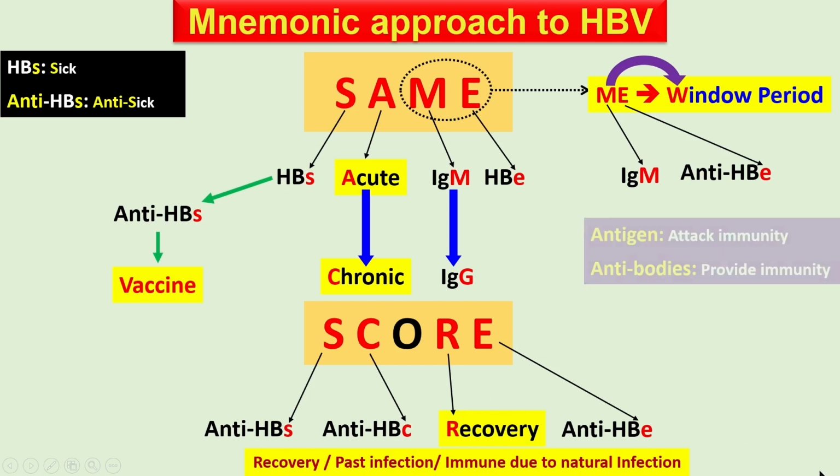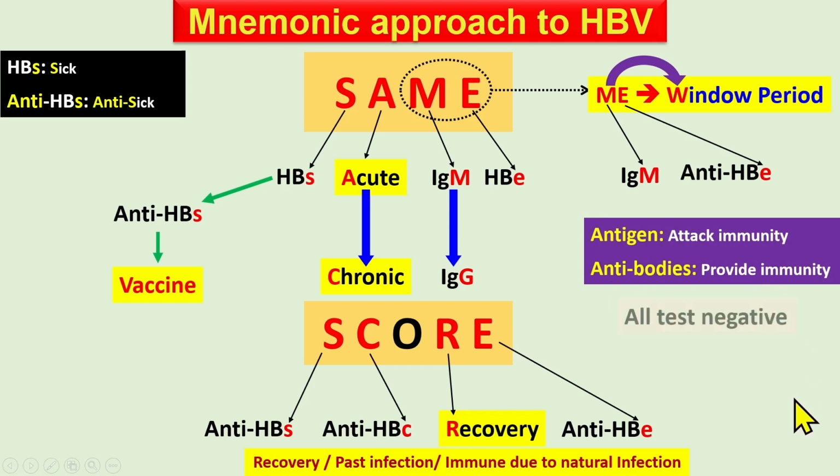As I mentioned, the antigens show the attack on immunity, and the antibodies provide immunity. So if all the tests are negative, what does it mean? There is no exposure to the virus and there is no immunity. He is not vaccinated, he has not yet been exposed to the virus, and he has no immunity at this time, so the patient is susceptible.